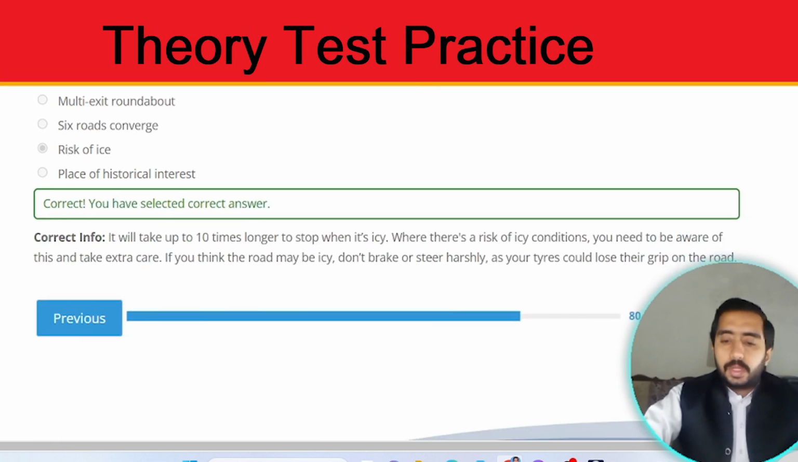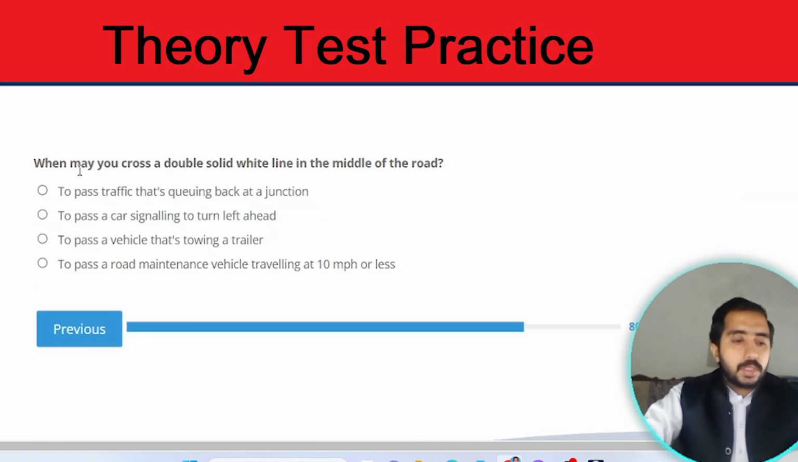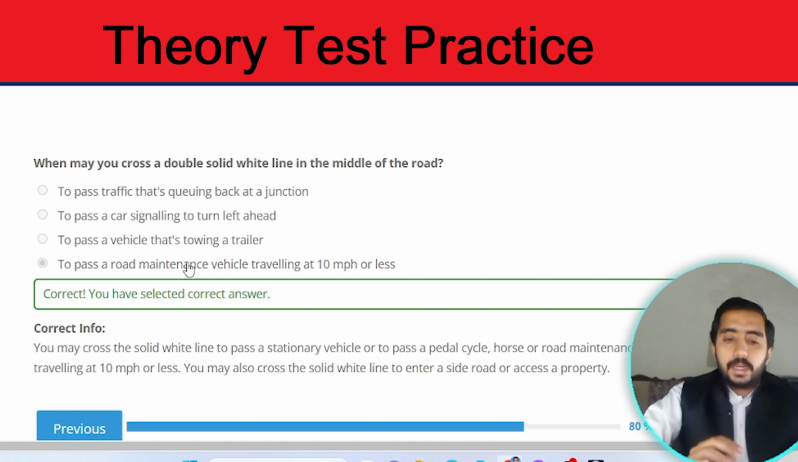Let's jump into the next question. When may you cross a double solid white line in the middle of the road? The correct answer is option number D: to pass a road maintenance vehicle traveling at 10 mph or less. Option D is the correct option.